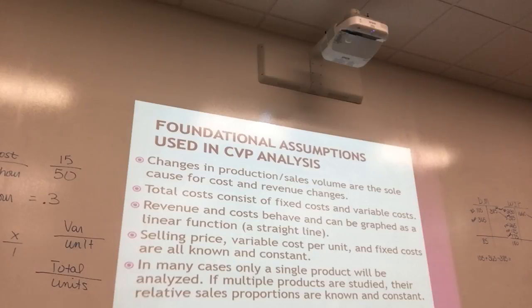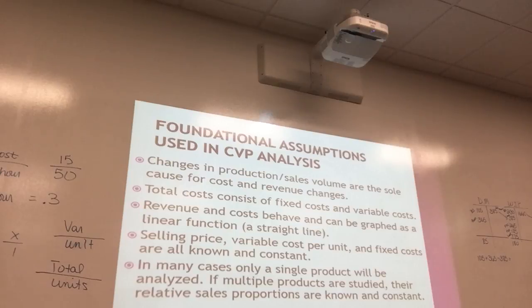Total cost consists of fixed costs and variable cost. So we're assuming that both fixed costs and variable costs are included. Revenue and cost behave and can be graphed in a linear or straight line. We're thinking cause and effect is exactly the same no matter what. But how does life go? It varies, right? So we're assuming in our analysis that if I make a certain production, it's going to go up a certain amount no matter what.